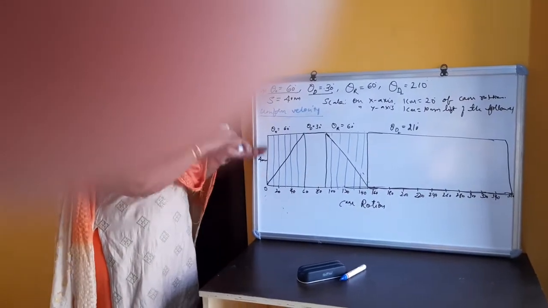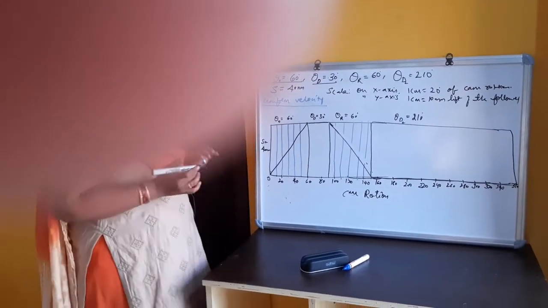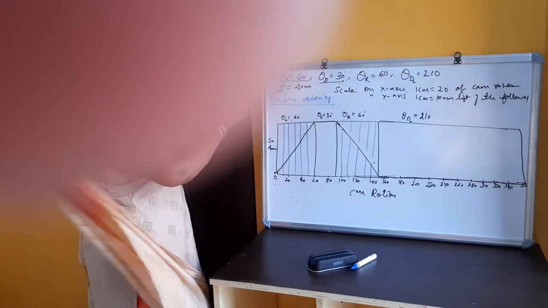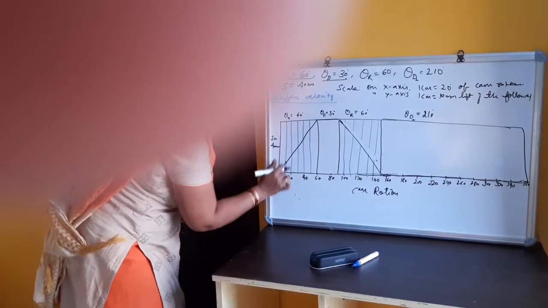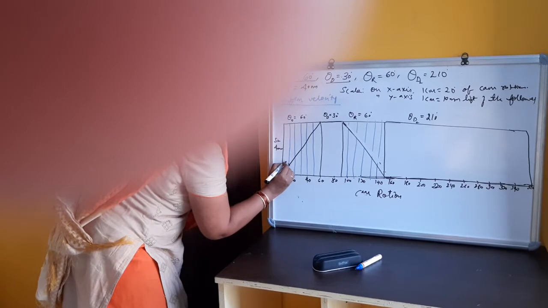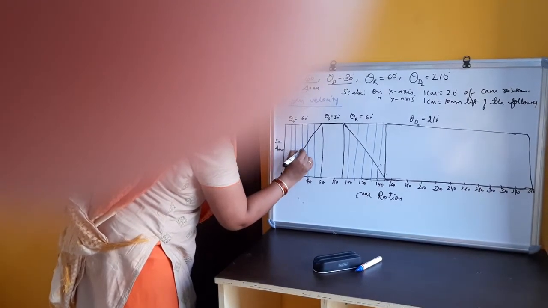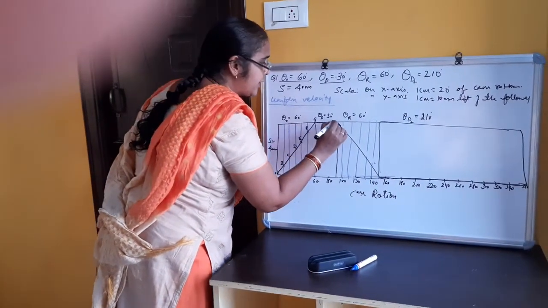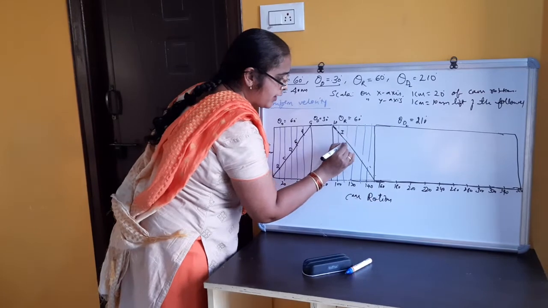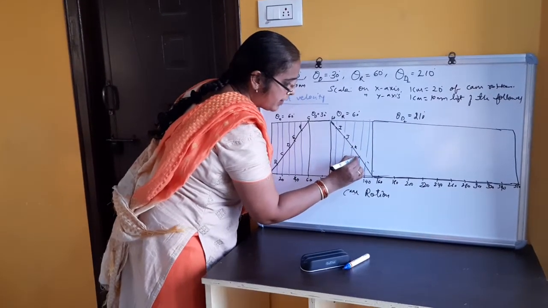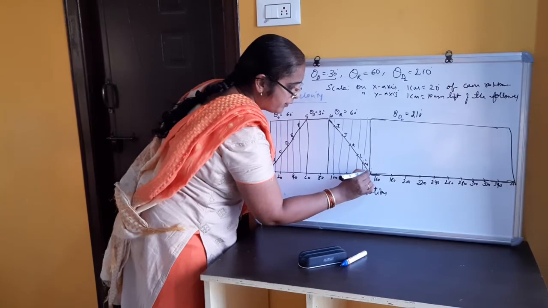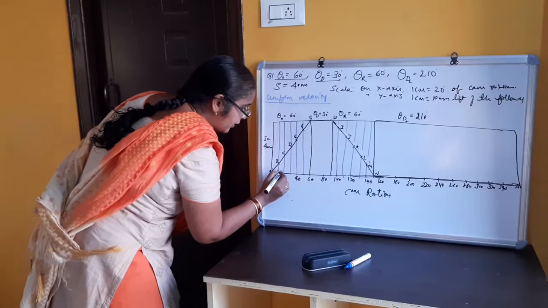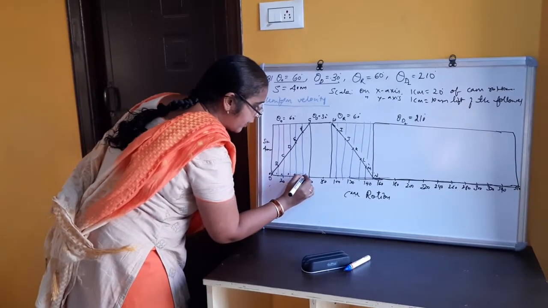Now this displacement diagram should be transferred into the cam profile. So for that you have to mark the points here: the first point as A, wherever it cuts this line, here is B, C, this point is D, E, F, G, H, I, J, K, L, M, N. Okay, and mark them as 0, 1, 2, 3, 4, 5, 6.